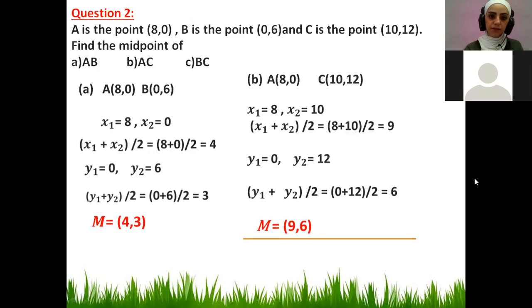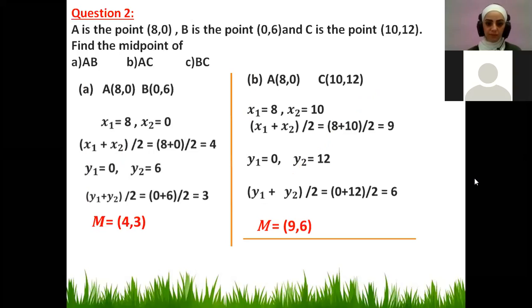We need to find the midpoint of B and C. Okay, so we will add 0 and 10 because X is together, and 6 and 12 because Y is together. 0 plus 10 equals 10, divided by 2 is 5. And the Y is 6 plus 12 is 18, divided by 2 is 9. So the midpoint is 5 and 9. Excellent, Muhammad. Thank you so much.